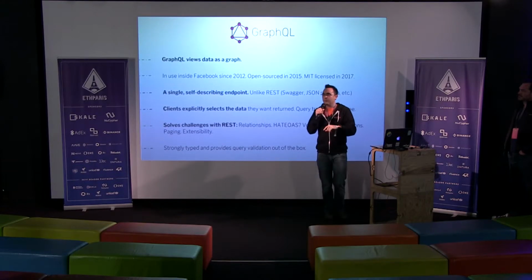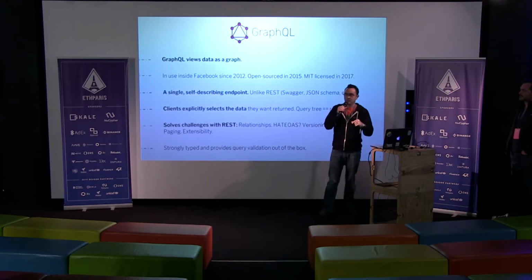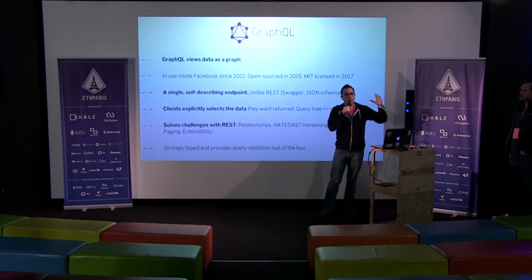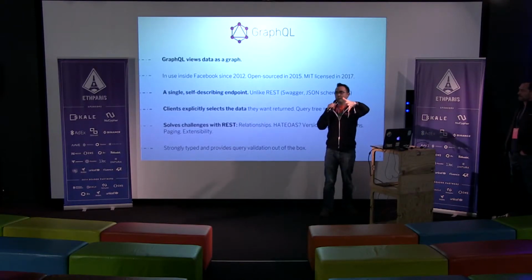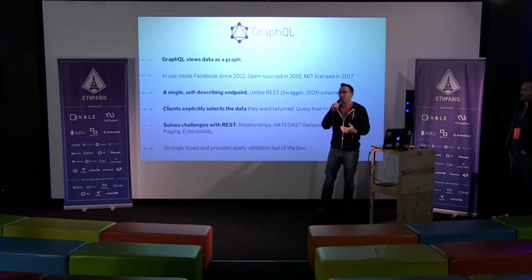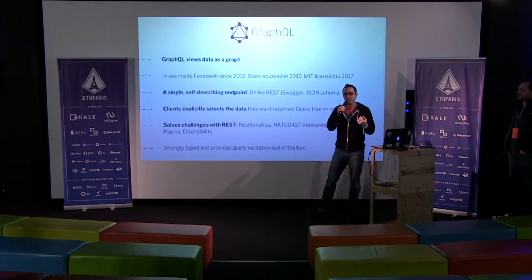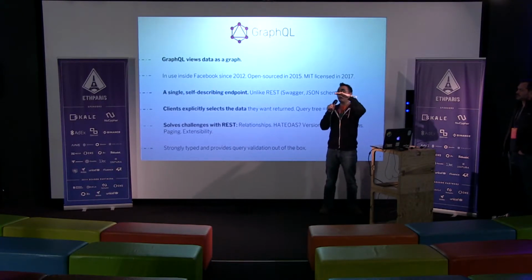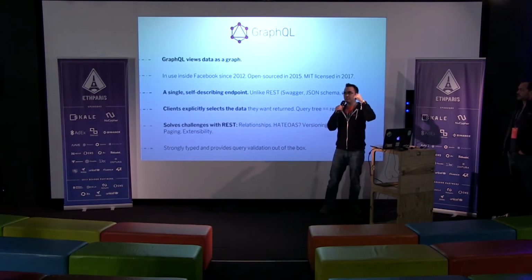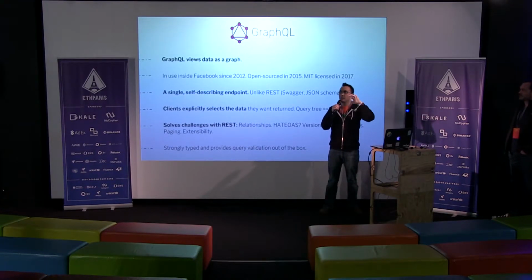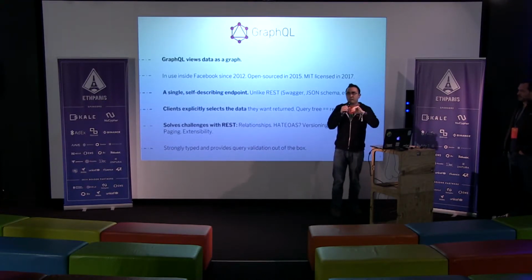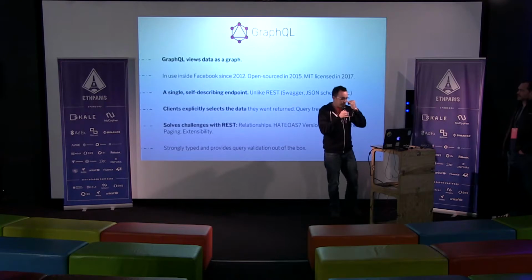With GraphQL, they flip the script and say the client is in control of the data, right? So rather than the server giving you a blatant document of fields that you don't need, the client specifically asks for, okay, I'm interested in a block, and I just want the number and the hash of that block because I want to see where we're at. The server will only send that information.